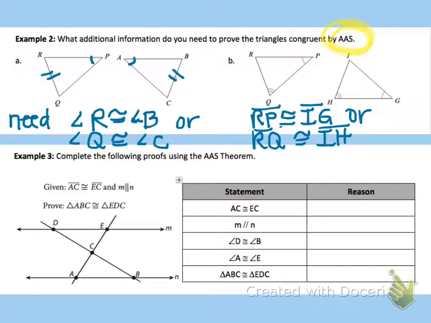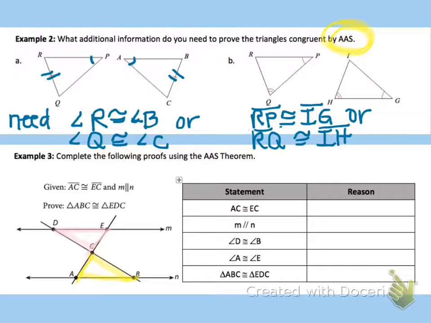So this time they gave us all the statements, so all the facts, and we just have to come up with reasons. So our theorems or definitions or postulates or whatever that say the information that is in the statement is true. And what we're trying to do is prove that these two triangles right here, this one, ABC, and this one up top, EDC, we're trying to prove those are congruent.